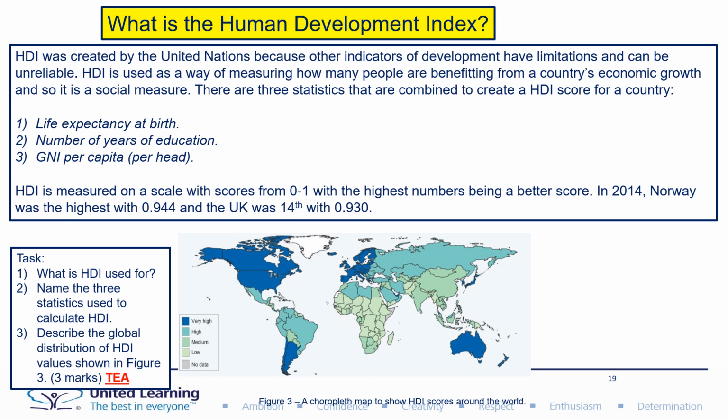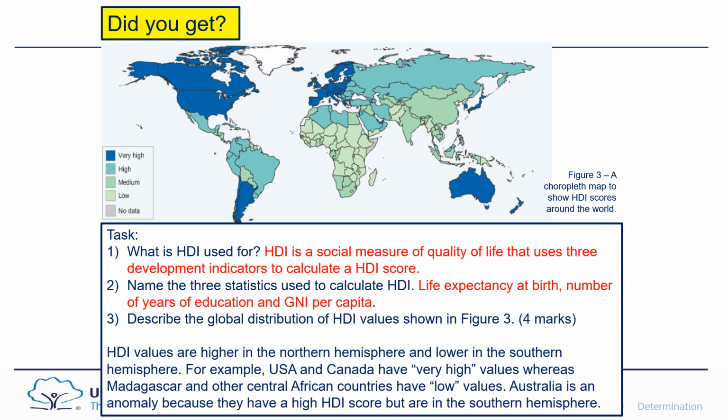Brilliant, well done guys, let's mark the answers. So HDI is a social measure of quality of life and uses 3 indicators. The 3 indicators are life expectancy, number of years in education and GNI. And there's a model answer for the describe the global distribution. So please feel free and tick off your answers like mine.